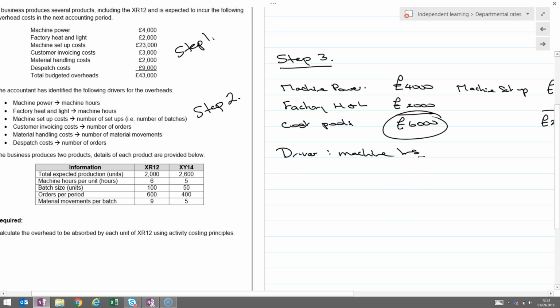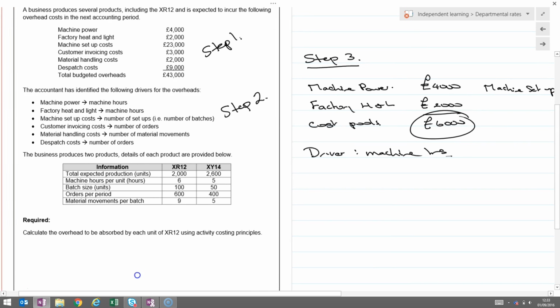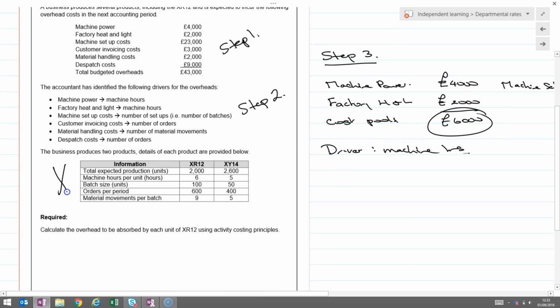So we need to know what the machine hours were, so that we can then divide the cost pool by the cost driver. So if we look at the information that we're given in this table here, looking for machine hours, we've got machine hours per unit, 6 and 5. Now you need to be very careful with this. You've got to make sure that you get your time periods the same.